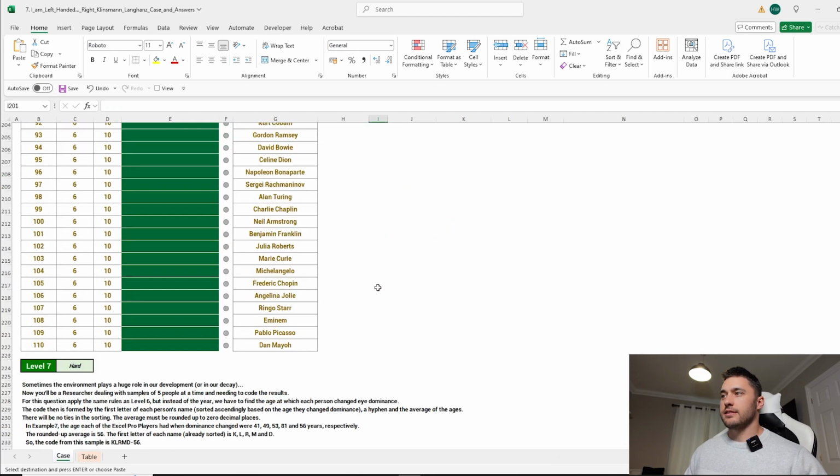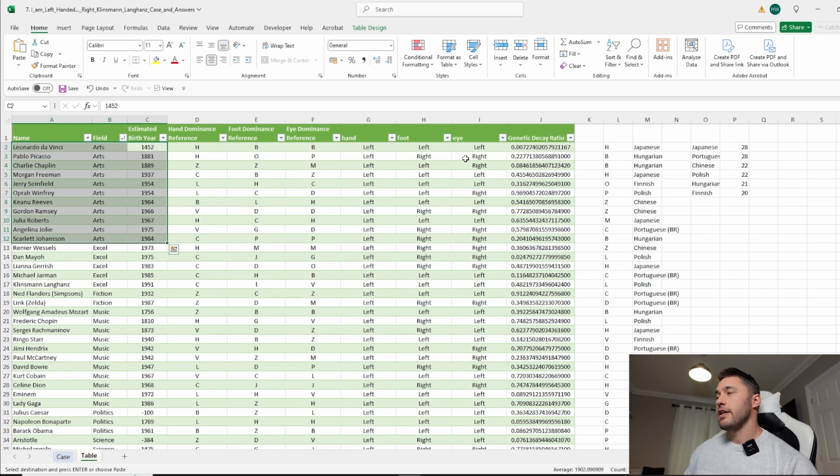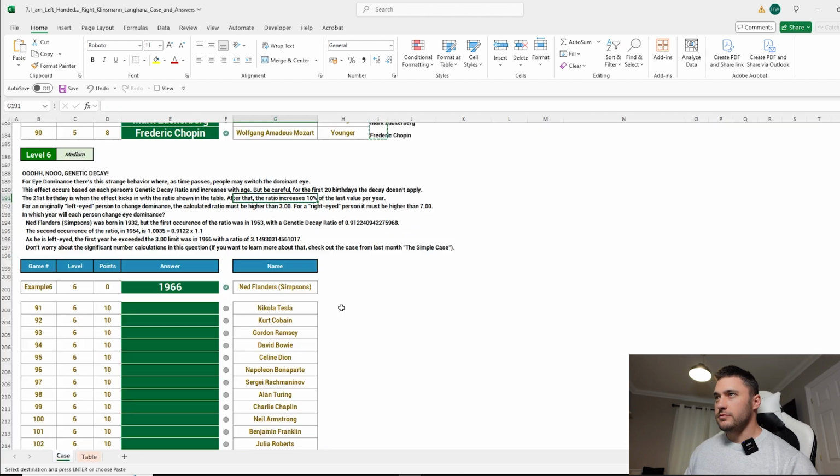Okay, this is where the case gets a little bit more tricky. So we have genetic decay coming into the equation now. The premise of the question is, when someone's born, they live for 20 years before this genetic decay ratio takes effect. So on their 21st birthday, it kicks in, and the genetic decay ratio increases by 10% per year. And once it crosses a certain threshold, which is 3 for a left-eyed person and 7 for a right-eyed person, then their eye dominance will switch from left to right or vice versa. So we need to find at what year they are going to switch dominance.